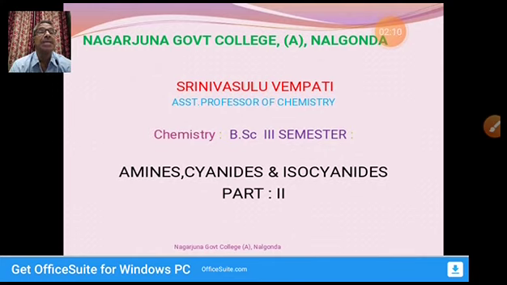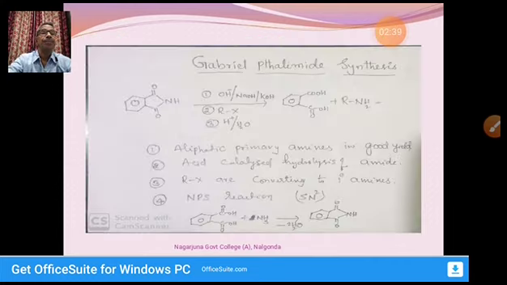In this session, we are going to discuss the remaining 3 preparation methods of amines. Those are Gabriel phthalimide synthesis, second is Hoffmann bromamide synthesis, and third is Sandmeyer's reaction. So let us take them one by one. We'll discuss thoroughly. The first one is Gabriel phthalimide synthesis. How it works and what the mechanism is, we will see.